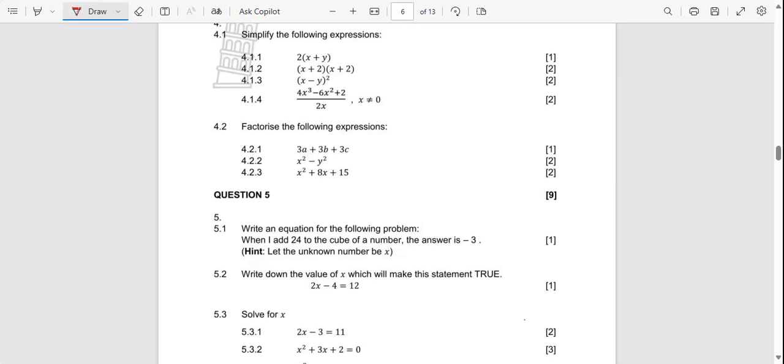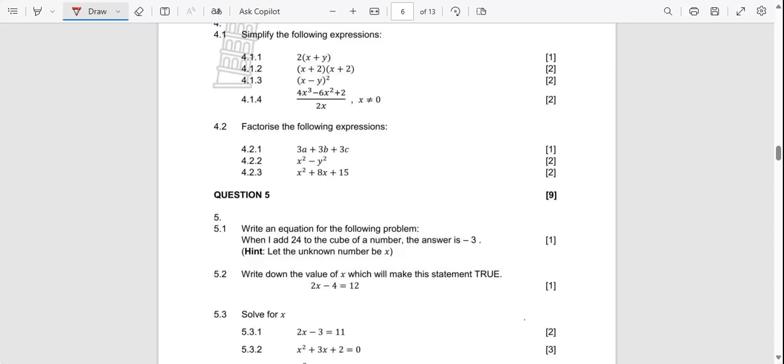So let's start with question 4. Question 4 reads as follows. 4.1, simplify the following expression. 4.1.1 says 2x brackets x plus y.